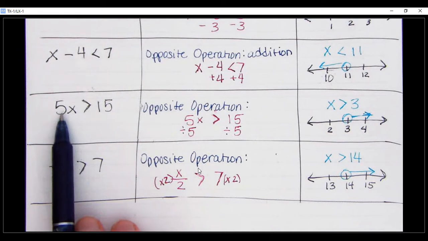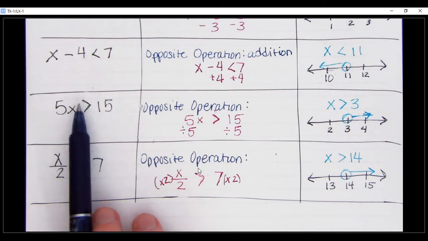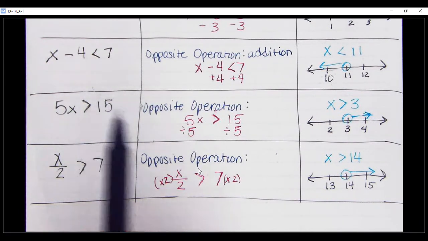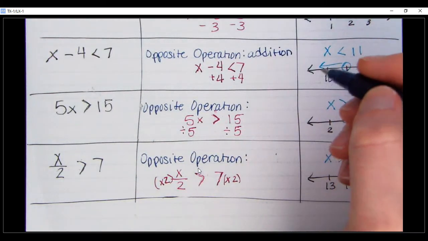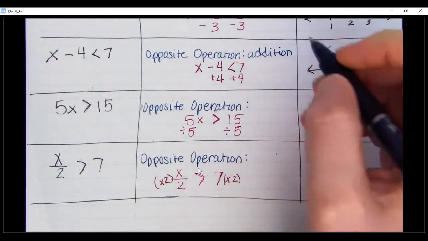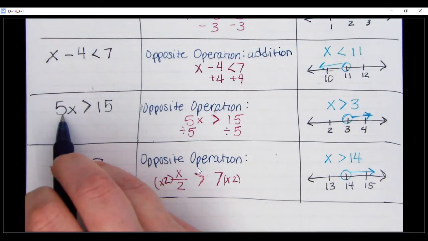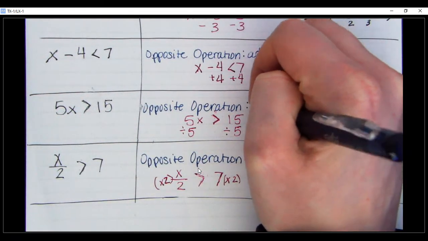Moving on, next type of problem, we have 5x is greater than 15. I need to find an amount for x that will make this side greater than 15. So again, maybe you can think of it in your head, but it's great to use that opposite operation, get in that habit for when these numbers get harder. Since 5 and x are right next to each other, that means they're multiplying. The opposite of multiplying is, of course, division.